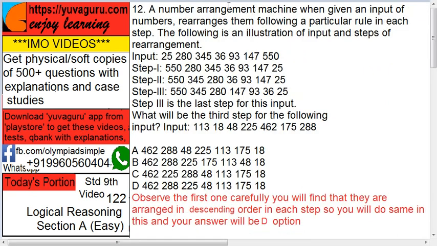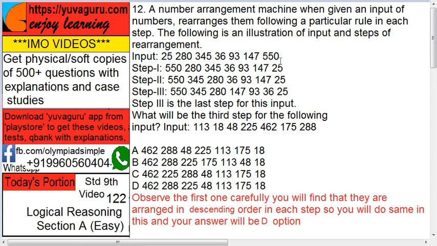A number arrangement machine, when given an input, rearranges them in the following steps. Now, if the input is this, then these are the steps followed. Now, if the input is this, then what would be the steps and which would be the third step? That is the question. Just check what this machine is doing.